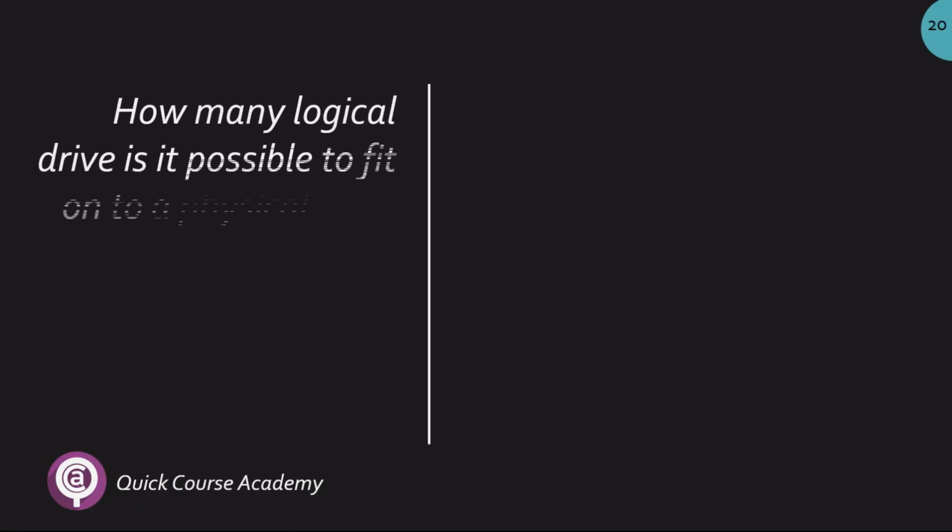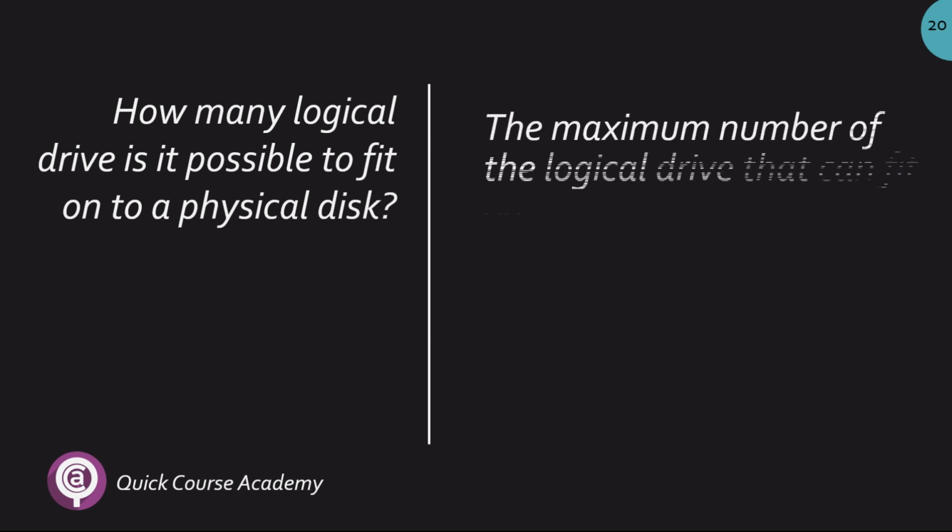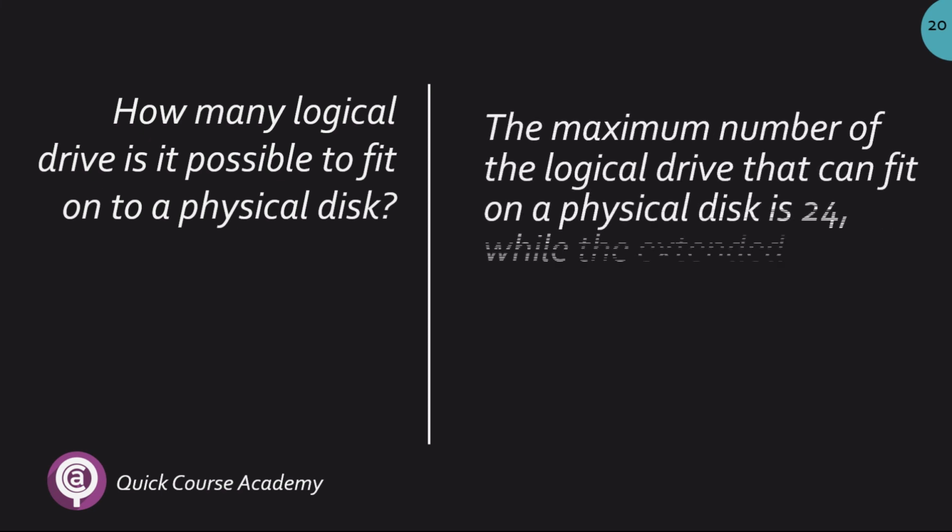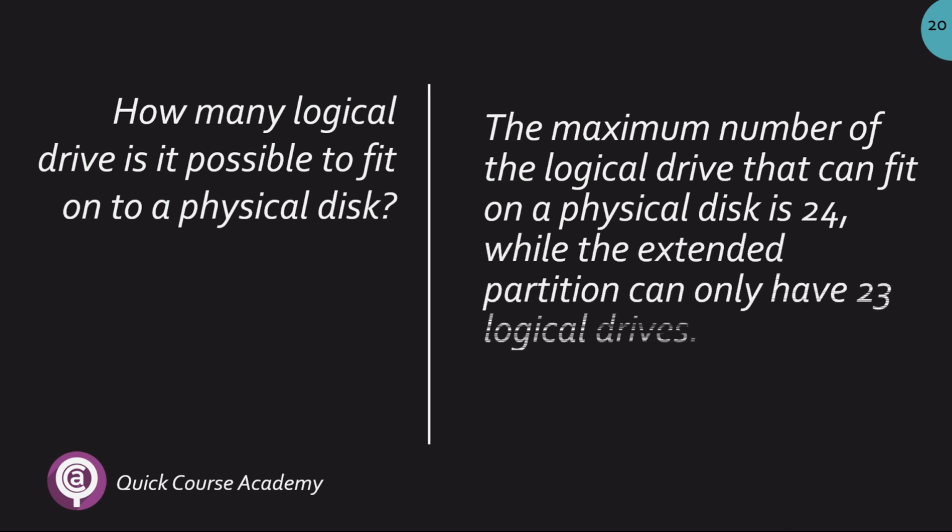How many logical drives is possible to fit onto a physical disk? The maximum number of logical drives that can fit on physical disk is 24. While the extended partition can only have 23 logical drives.